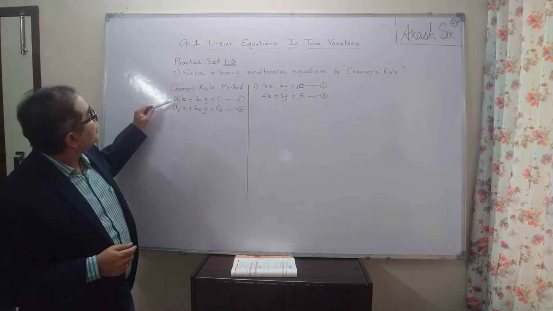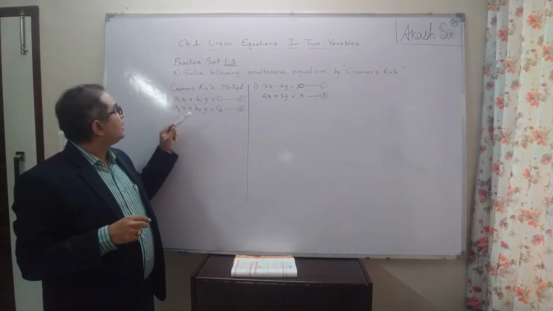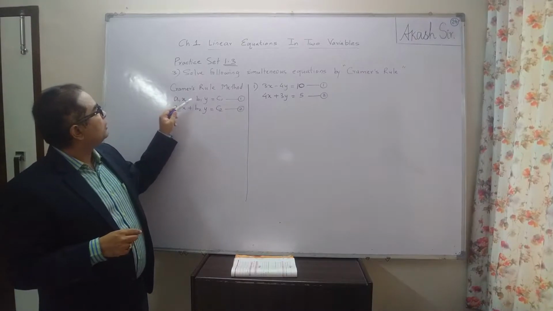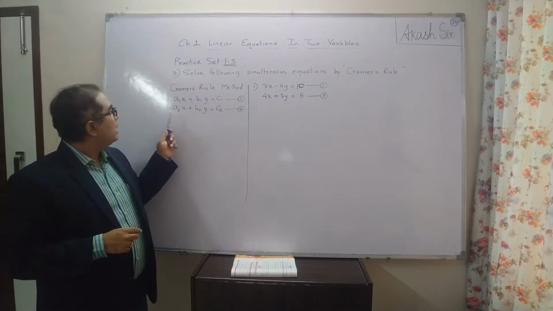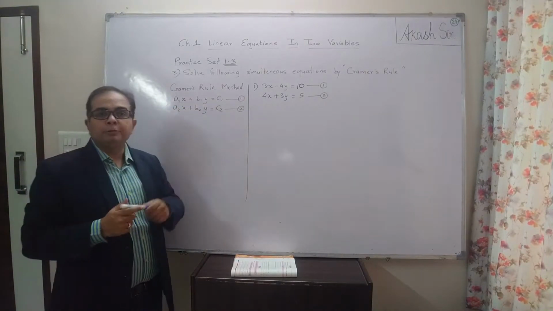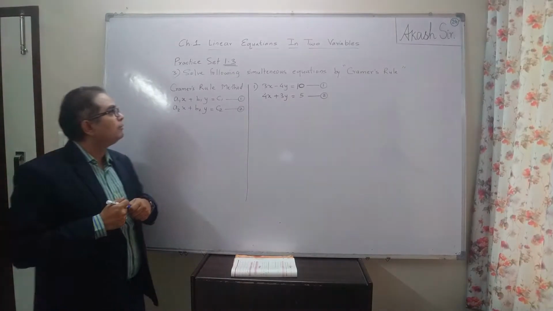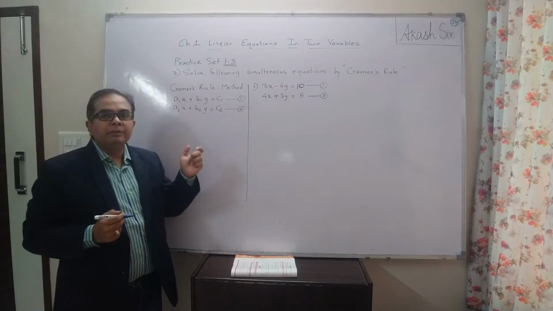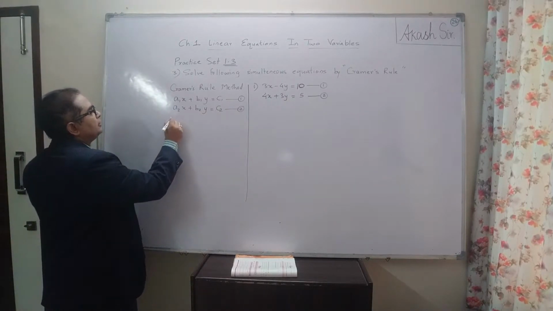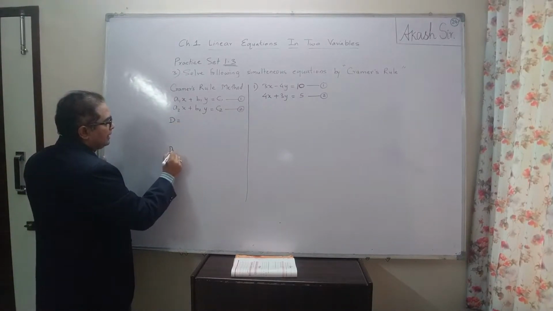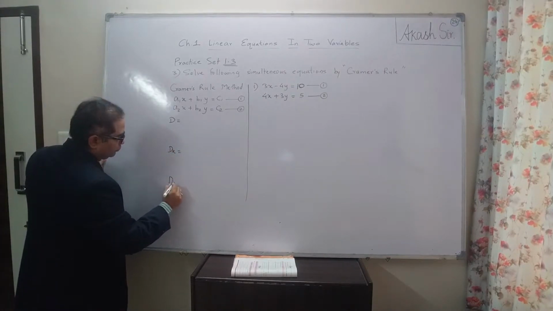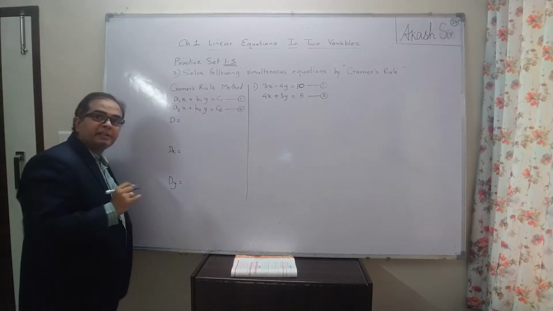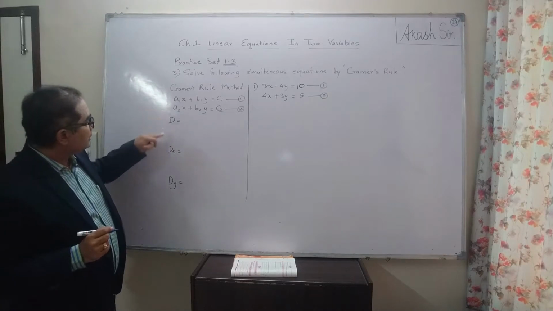If two simultaneous equations are written in the form a1x plus b1y is equal to c1 and a2x plus b2y is equal to c2, in this general form, then for solving by Cramer's rule method, we will first take three determinants: D, Dx and Dy.